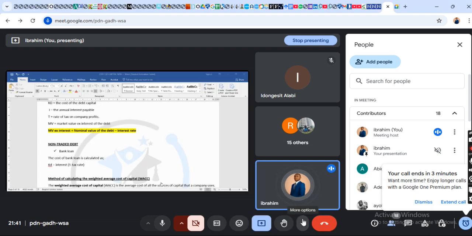You can determine the market value of that particular debt. Why non-traded debt? You can't determine the market value of that debt, right? And an example of it is a bank loan. Bank loan is a source of finance.